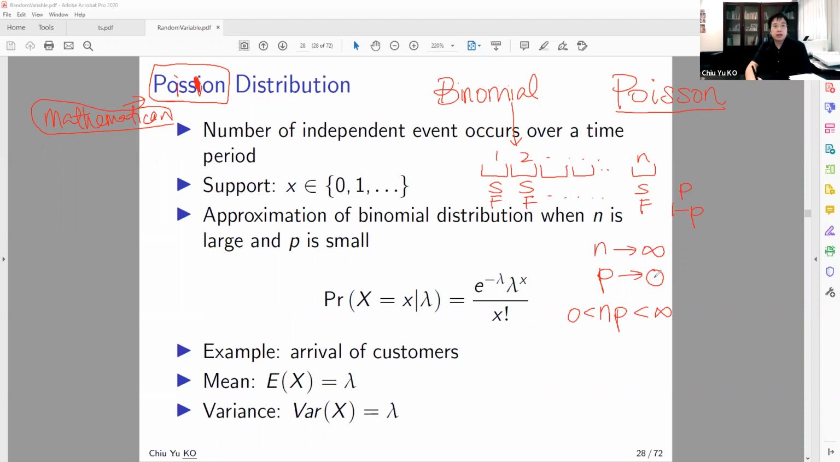And in that case, can we simplify our calculation, right? Remember, this is p to the x times 1 minus p to the n minus x. Is there any way to simplify this? Okay. It turns out to be the simplification of this one. Okay.